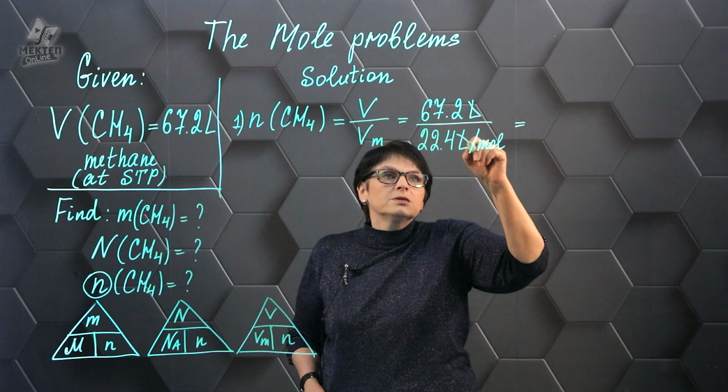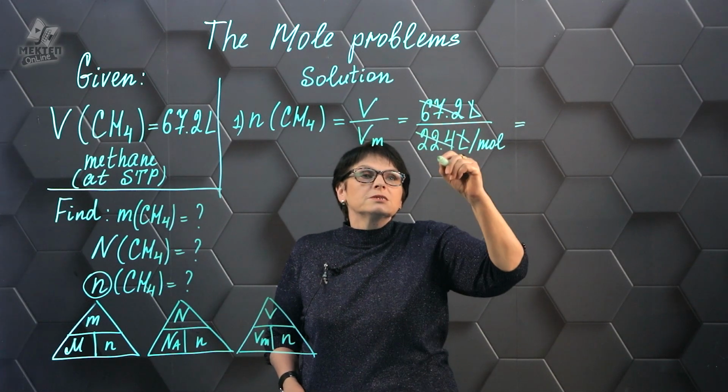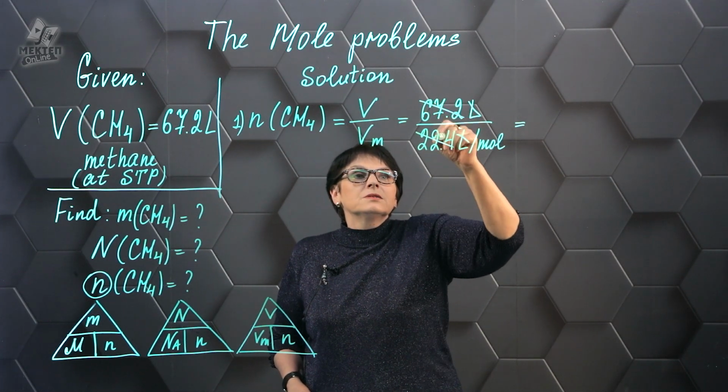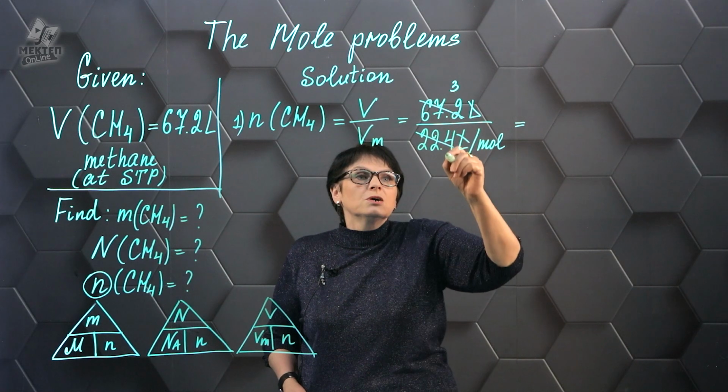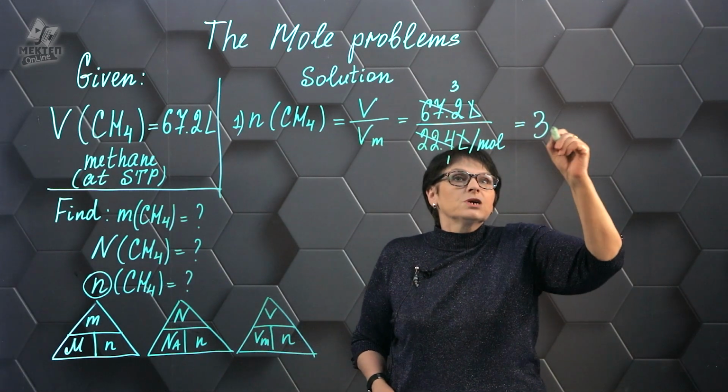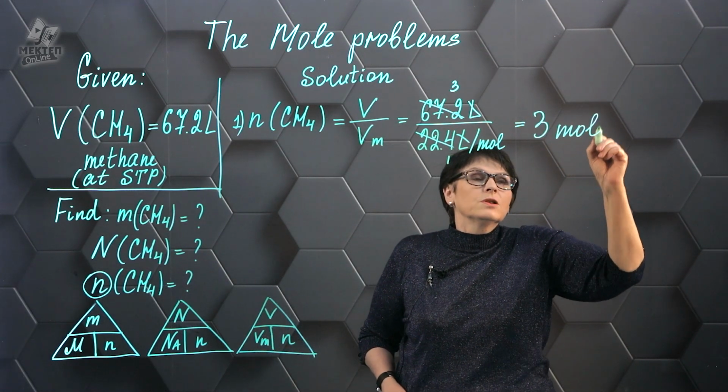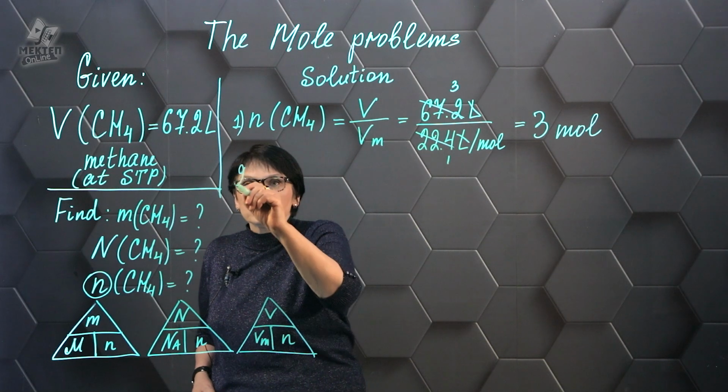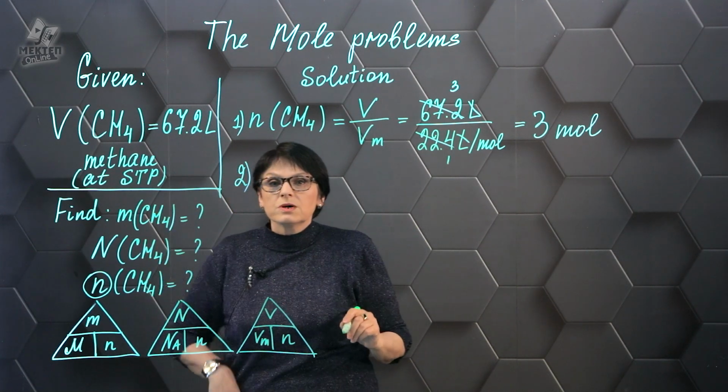In this case, the liter and liter will be reduced. 67.2 divided by 22.4 will give exactly 3, and we get 3 moles. Okay, action 2. Now we can find the mass.